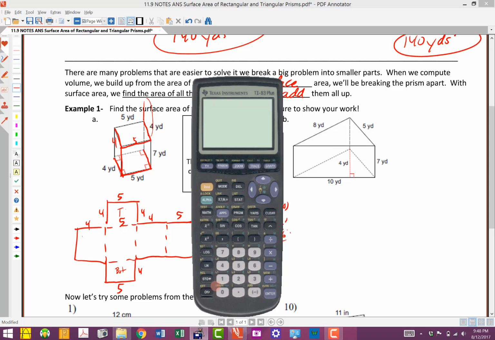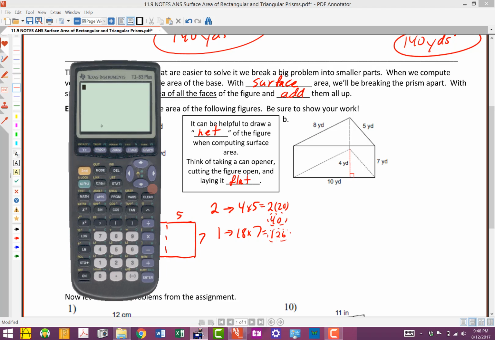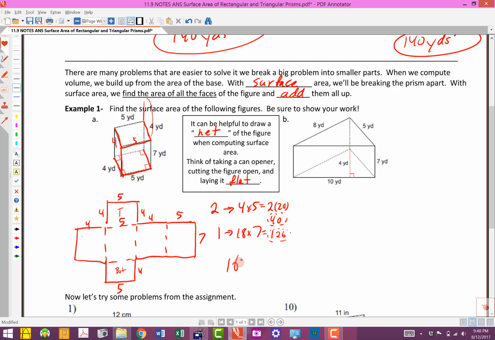Okay. Let's pull up the calculator. Let's see. Clear this off, and we've got 18 times 7. Especially if this were a test, we'd want to double check. So when we add those two together, we're going to end up with 166. And again, these were yards, so this would be square yards. And again, the way we got that is we did the 40 plus the 126. So this is top and the bottom, and these are the sides.